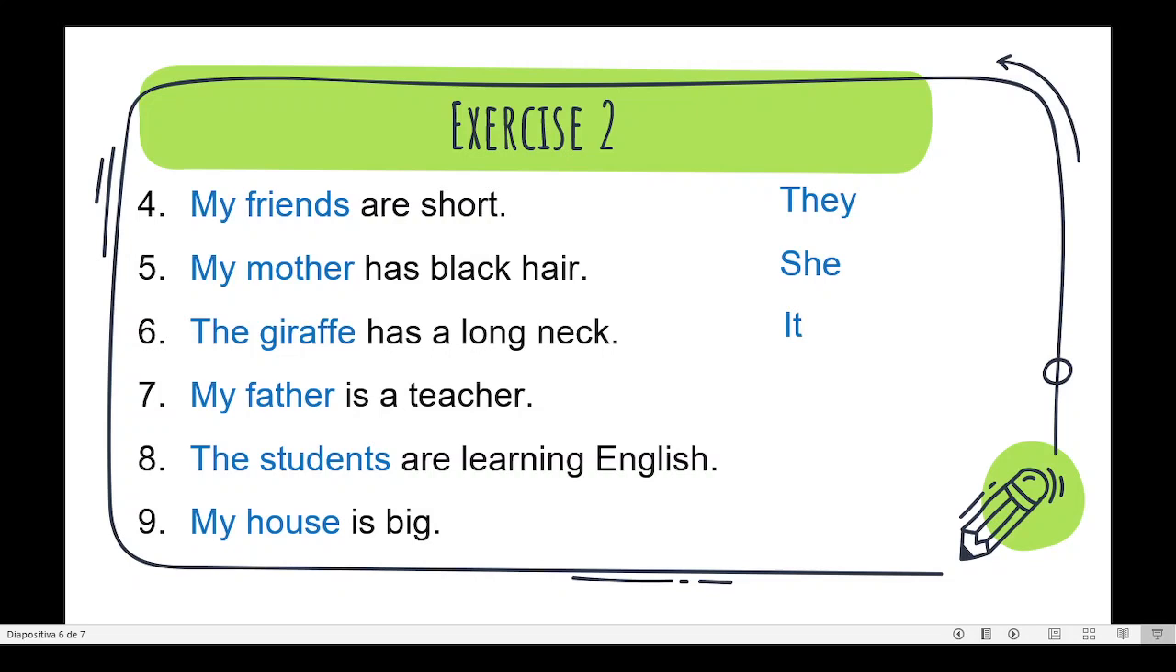Very good, everyone. Number 7. My father is a teacher. He is a teacher. Number 8. The students are learning English. We are learning English, or they are learning English. Both options are correct. Finally, my house is big. My house, that is the subject, can be replaced by the subject pronoun it.